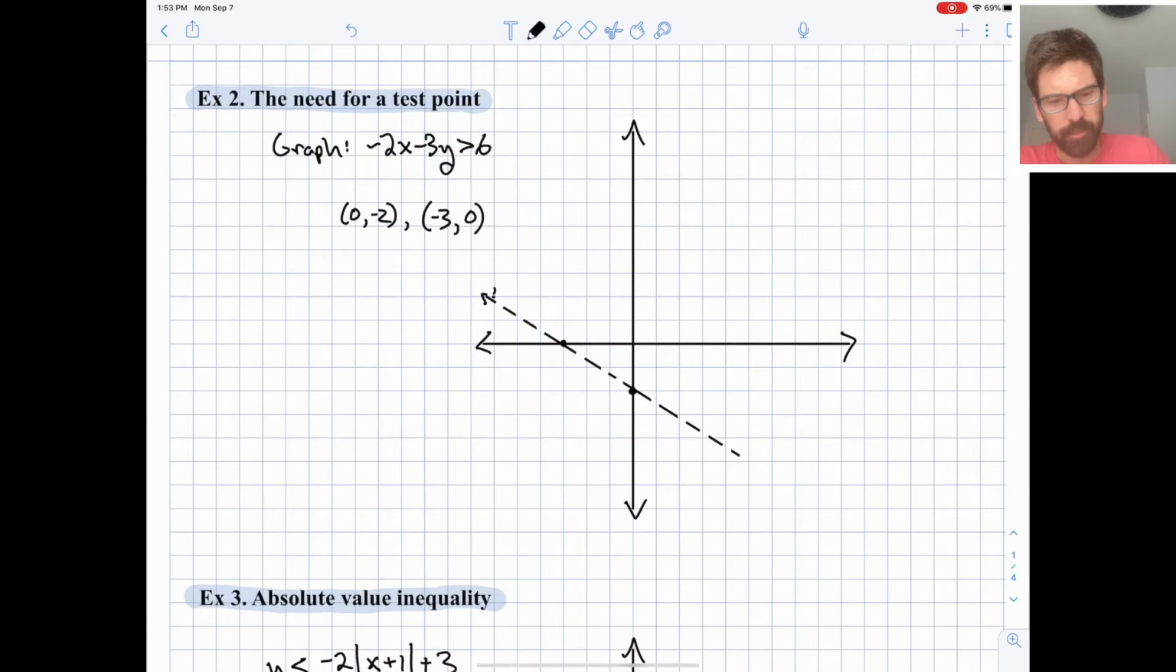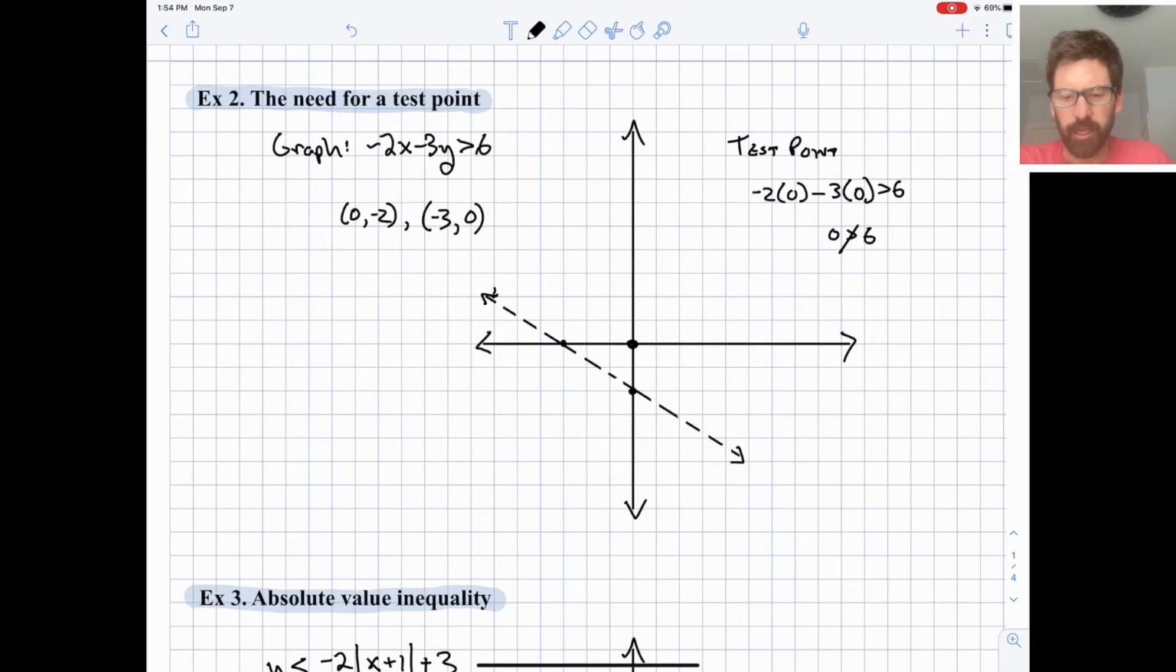Throw some arrows on. Okay, now I have to pick a side to shade. Is negative 2x minus 3y greater than 6 if x and y are 0? So this is our test point. So let's do our test point over here. So is negative 2 times 0 minus 3 times 0 greater than 6? Is 0 greater than 6? Once again, it's not. So we can't shade the point that includes 0.